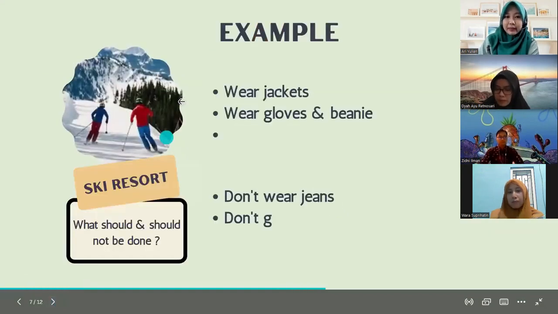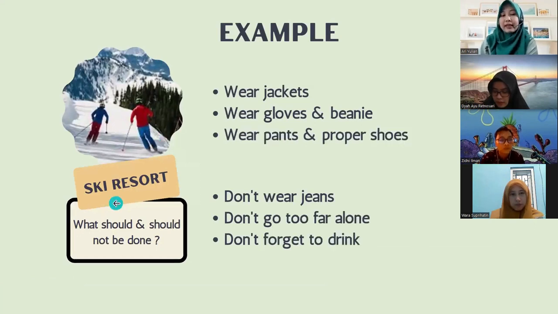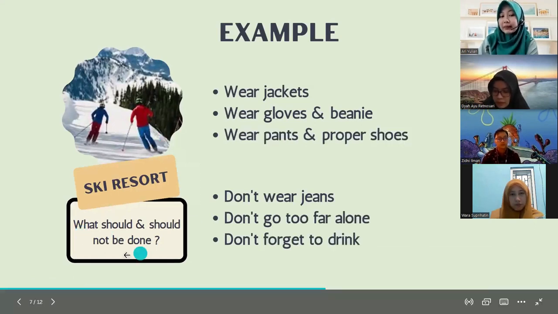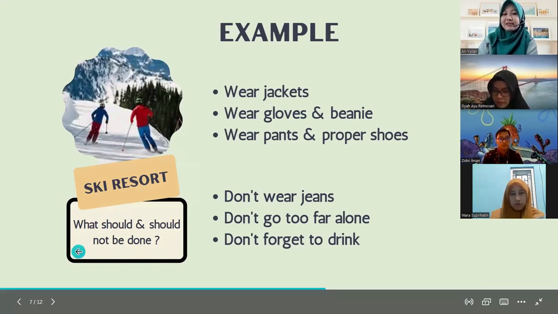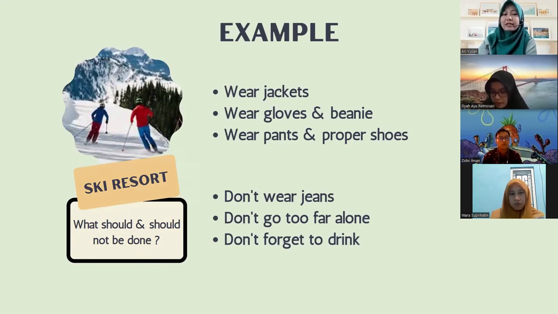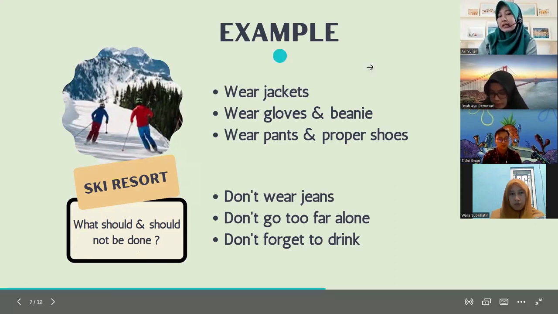Next, example. Here I have a picture of a ski resort. And then there is something written underneath the picture, or we usually say as the caption, like what we write in Instagram. Whenever we post a picture and then we write something underneath the post itself, it is called as a caption. The caption for this picture is what should and should not be done. Apa yang harus dan tidak seharusnya dilakukan di ski resort. These are the examples of imperative sentences.